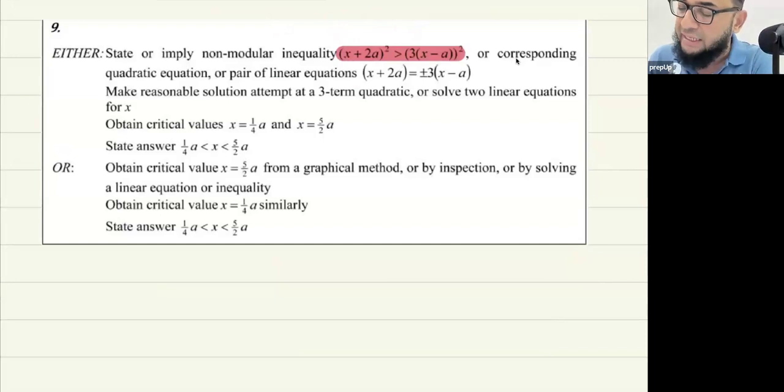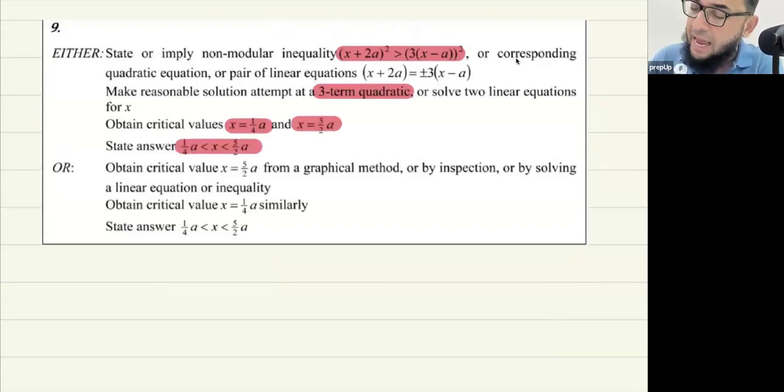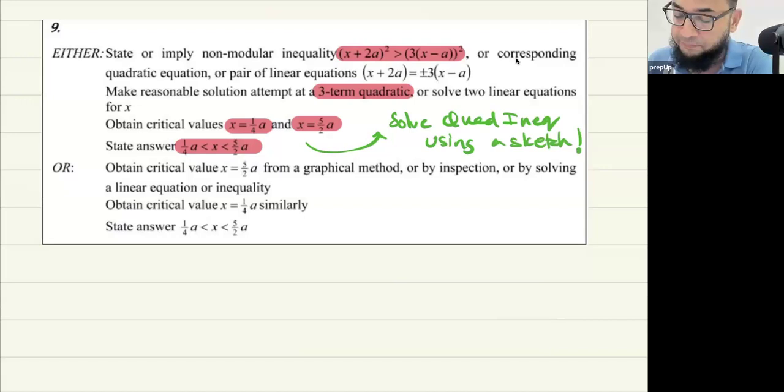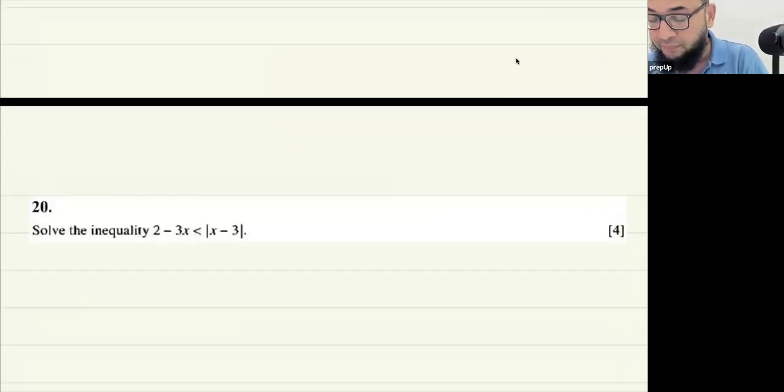Make a reasonable solution attempt at a three-term quadratic, obtain critical values, state answer, and let me add to it the most important thing: solve quadratic inequality using a sketch. That is a must. That's the way to solve a quadratic inequality. Or the other one, obtain critical value from a graphical method by inspection or by solving. I don't think so. That's a waste of time for this particular case in which a is unknown.